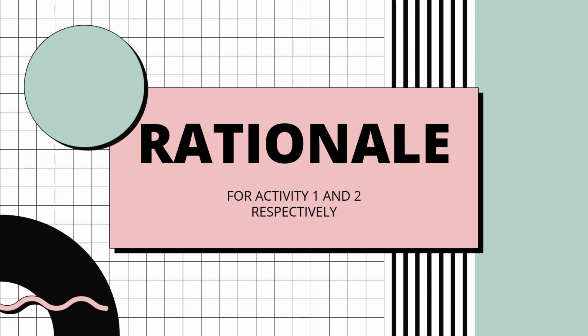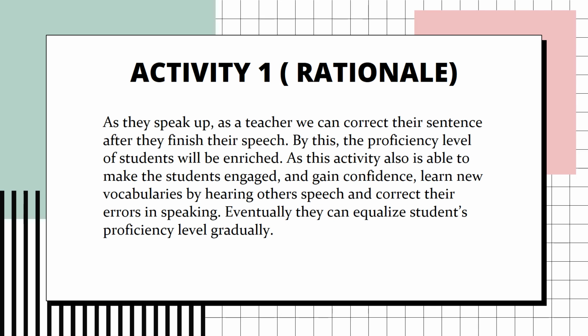The rationale of this activity. Activity 1: as students speak up, as a teacher, we can correct their sentences after they finish their speech or short talks. By this, the proficiency level of the students will be enriched. This activity is also able to make the students engaged and gain confidence, learn new vocabulary by hearing others speak and correct their errors in their own speaking. Eventually, they can equalize students' proficiency level gradually.